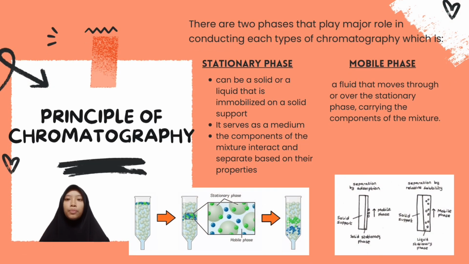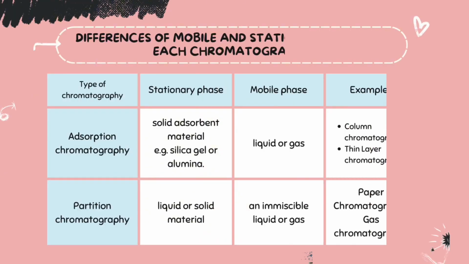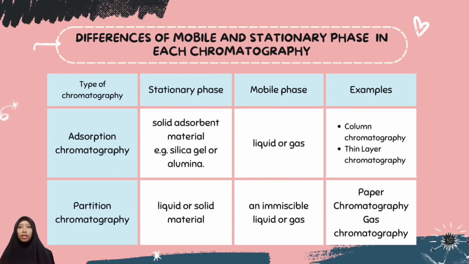Next, we will continue on principles of chromatography. There are two phases that play major roles in conducting each type of chromatography, which are the stationary phase and the mobile phase. The stationary phase can be a solid or liquid that is mobilized on a solid support, and it serves as a medium where the components of the mixture interact and separate based on their properties, while the mobile phase is a fluid that moves through or over the stationary phase carrying the components of the mixture. Here are the features of the stationary phase and mobile phase in column chromatography and paper chromatography. Differences of mobile phase and stationary phase in each chromatography.